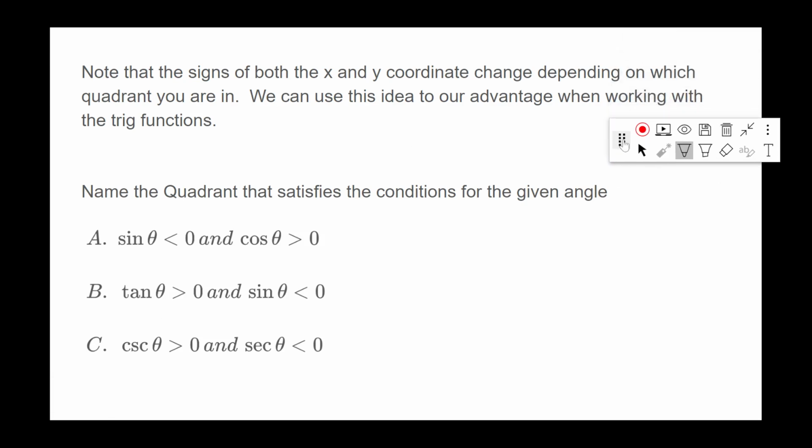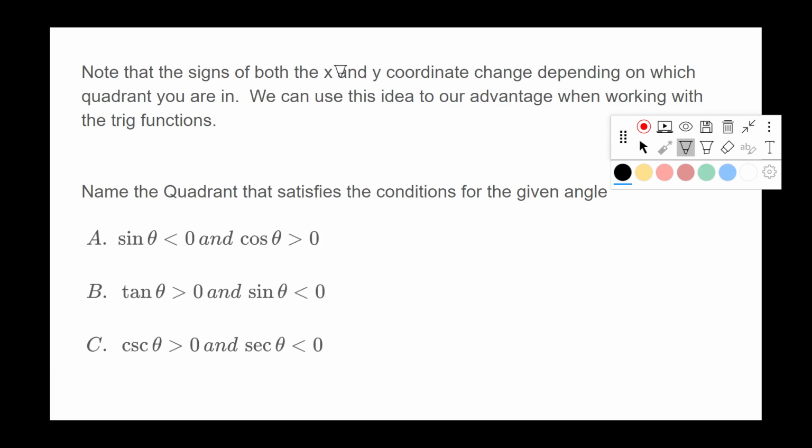Now, one of the things that maybe you did notice, maybe you didn't, is that the signs of the x and y coordinates change depending on which quadrant you're in, right? Now, we all know that, okay? If you're on the coordinate plane, here in quadrant 1, they're both positive. In quadrant 2, the x is negative, the y is positive. In quadrant 3, they're both negative. And in quadrant 4, the x is positive, but the y is negative.